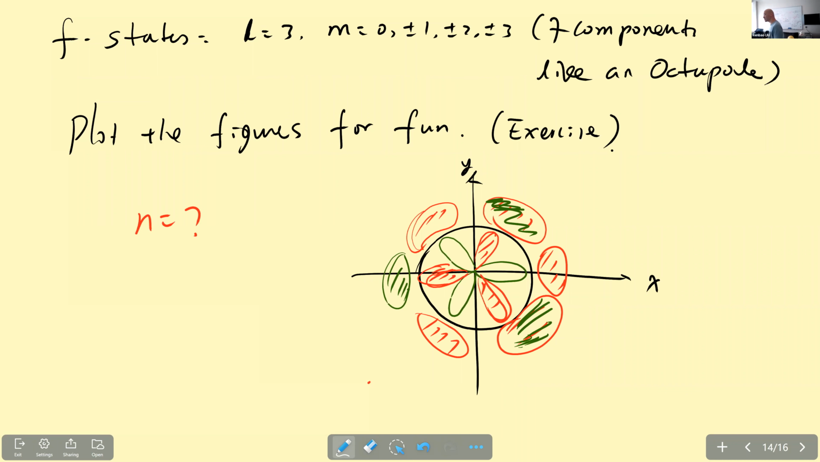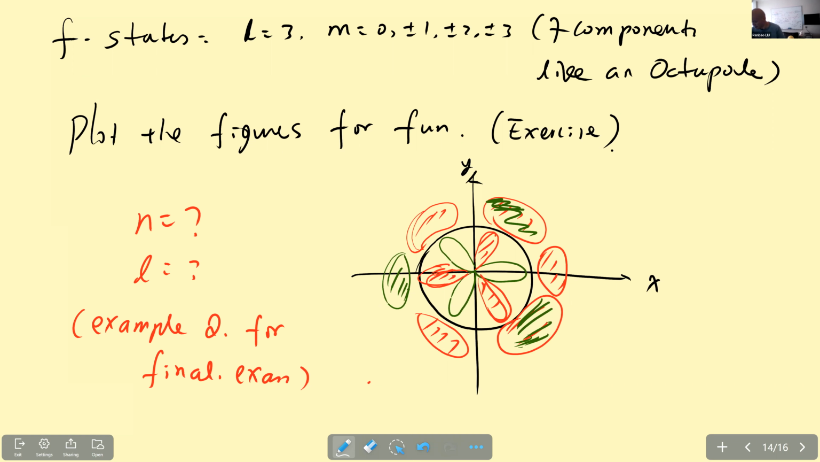Can anyone answer this question as a quick quiz? N equal to what? So this could be a final examination problem, right? So example question for final examination. Okay, yes. This is the case that n equal to 5 and L equal to 3. Right, so this one is called dx cubic minus y cubic states.